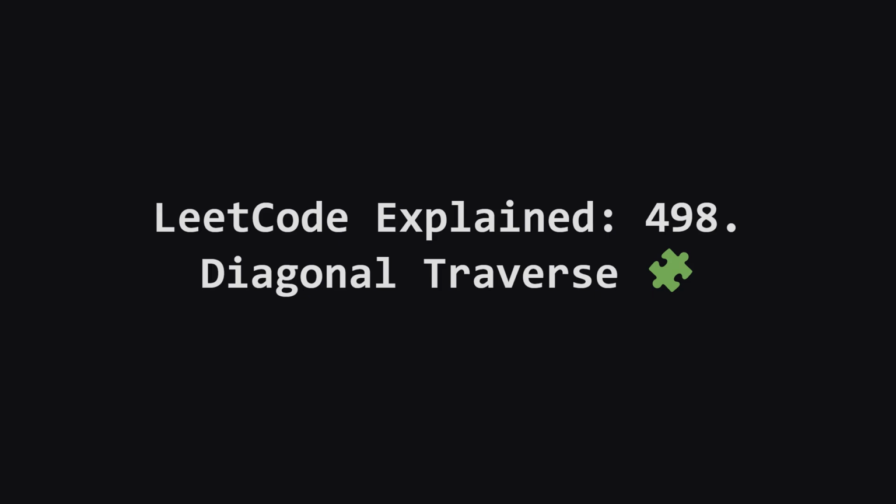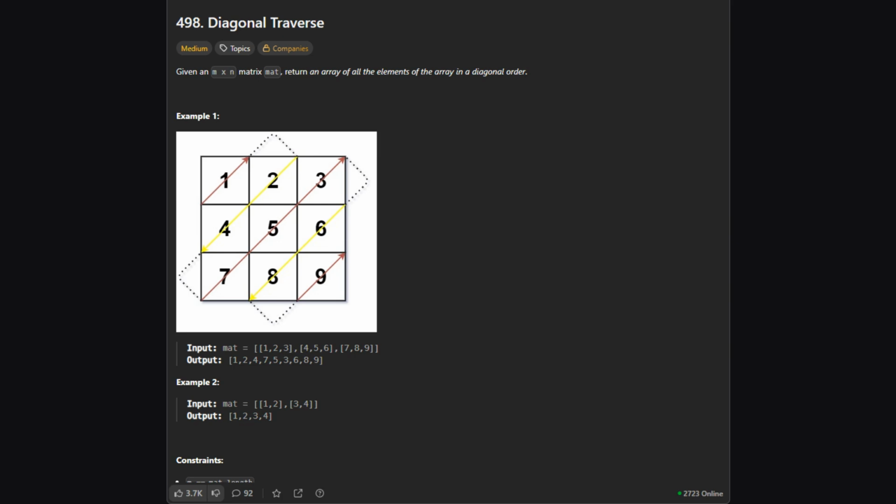Today we're tackling problem 498, diagonal traverse. It sounds simple enough, but that zigzag pattern can be a little tricky to implement. Don't worry, we'll break it down step by step. So here's the official problem.